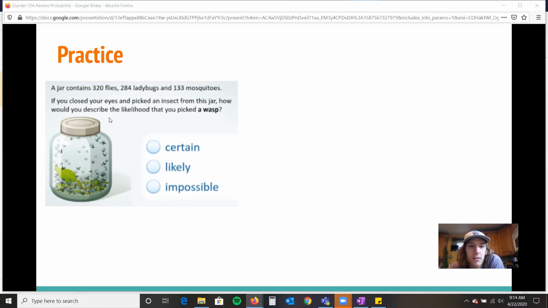So if you have a jar with 320 flies, 284 ladybugs, and 133 mosquitoes, and you close your eyes and put your hand in the jar, which seems like a bad idea, in my opinion, I wouldn't put my hand in a jar of insects. But if you did, and you have no fear, and you're grabbing an insect out, what is the likelihood that you pick a wasp? Is it going to be certain, likely, or impossible?